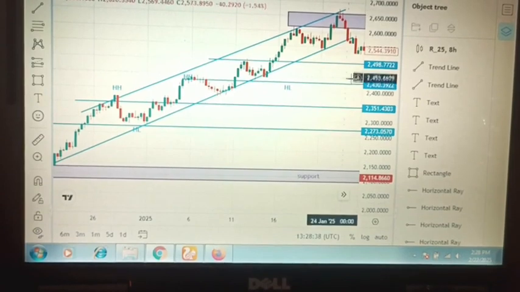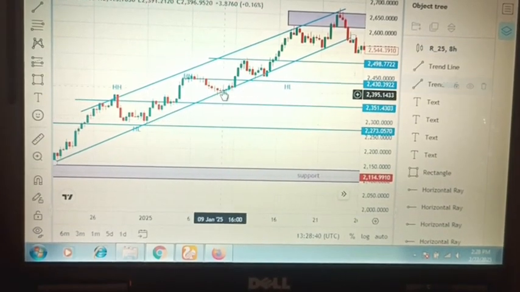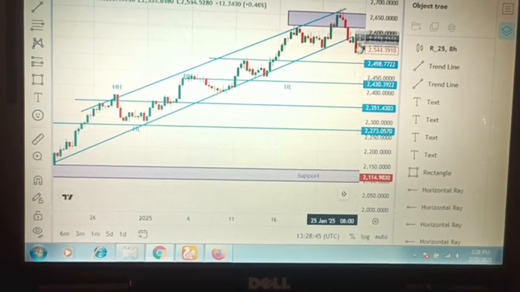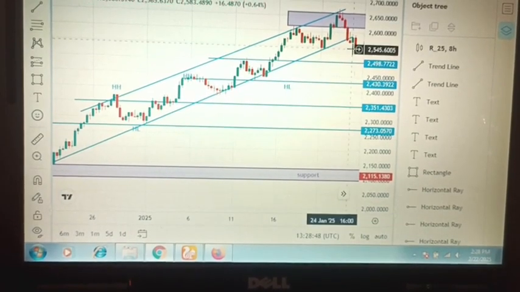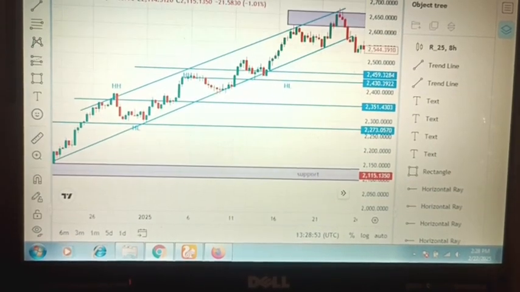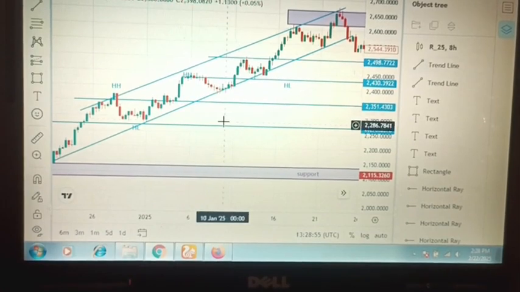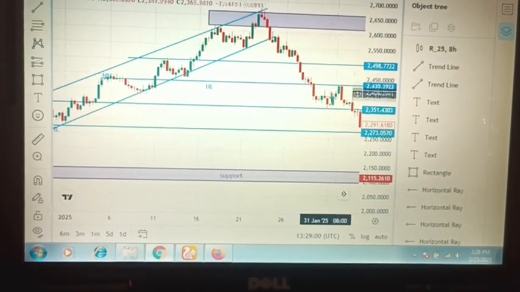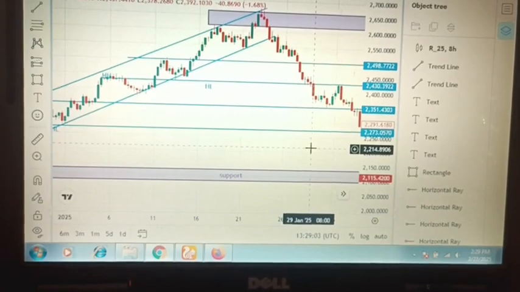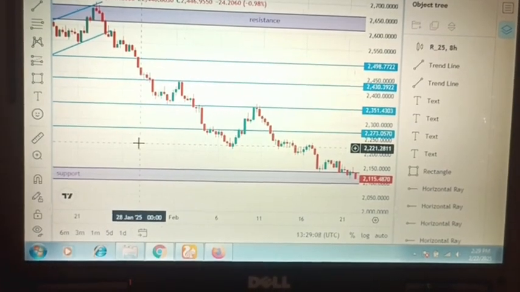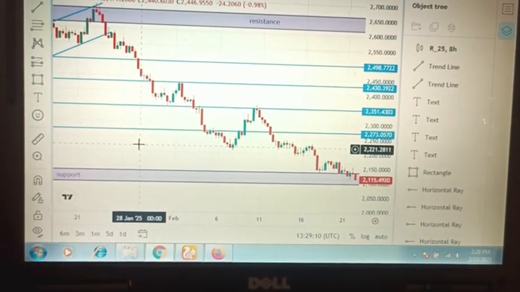So it was tested here, tested here, tested here, tested here. What now happened here? It broke out. And then let me turn this thing backwards. See, it broke out there, and then what? It reversed. Now it has started forming what they call a downtrend. Now a downtrend will form what they call a lower high and a lower low.